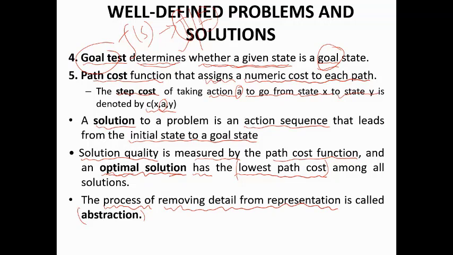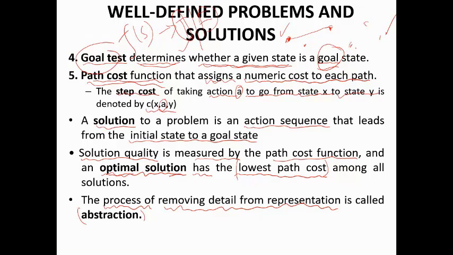The path cost function assigns a numeric cost to each path. Every time you move from the initial state to the final state, it takes some cost to move from one state to another. So the path cost function assigns some value, some number, a numeric cost.